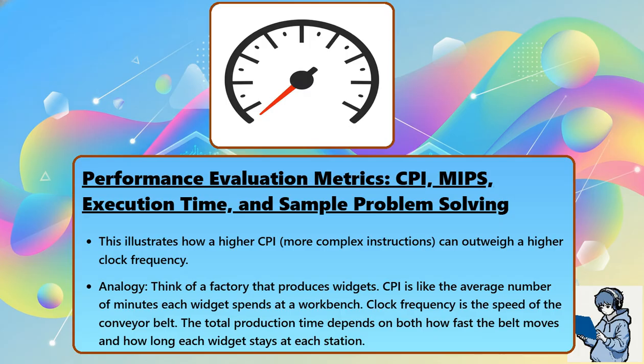Analogy: think of a factory that produces widgets. CPI is like the average number of minutes each widget spends at a workbench. Clock frequency is the speed of the conveyor belt. The total production time depends on both how fast the belt moves and how long each widget stays at each station.